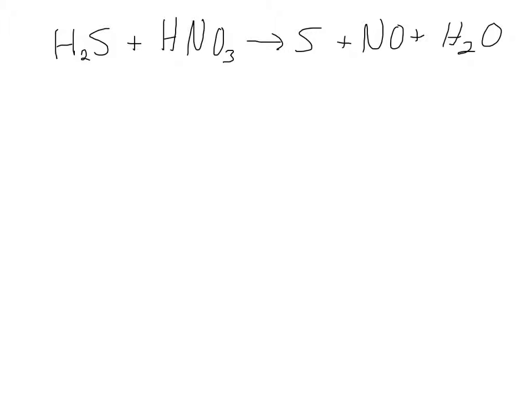Step 1 is always going to be to assign the oxidation numbers. So we know hydrogen is +1 in a compound, sulfur is -2, hydrogen is +1, oxygen is -2. We have 3 oxygens, so that's -6, plus a 1 gives me -5, so the nitrogen has to be +5. And then the sulfur on the product side is by itself, so it's a 0. The oxygen is a -2, so the nitrogen has to be +2. The oxygen's -2, and the hydrogen is +1.